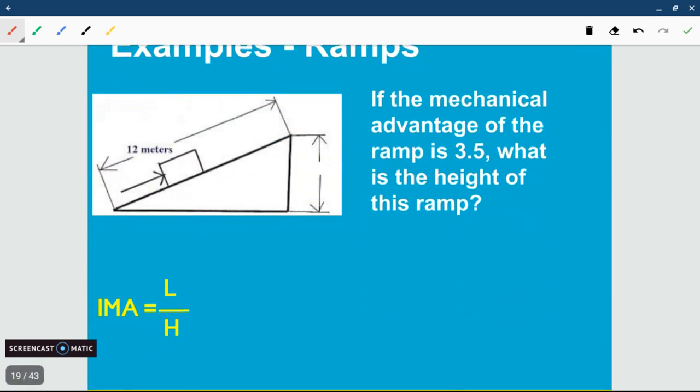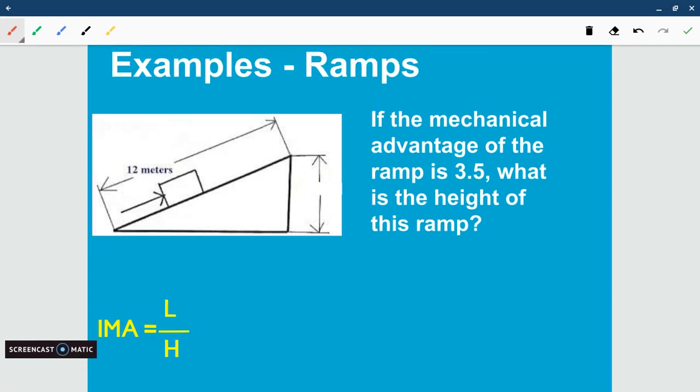Again, I always give you examples where you're not actually solving for the mechanical advantage, but solving for something else. So in this example with this ramp, it says that the mechanical advantage is 3.5. So this is your IMA.